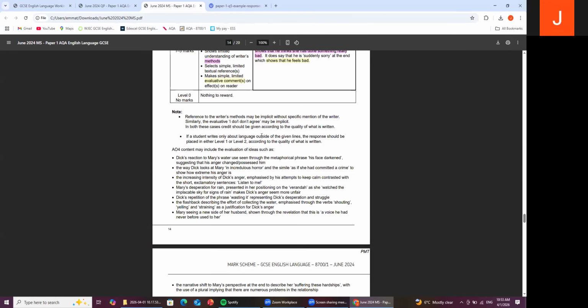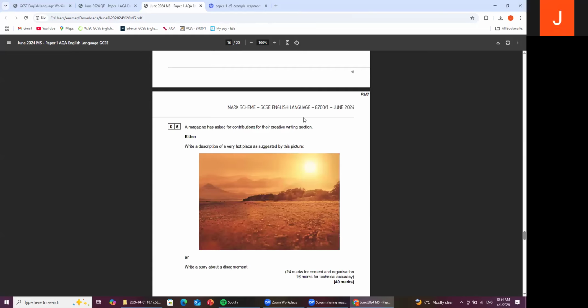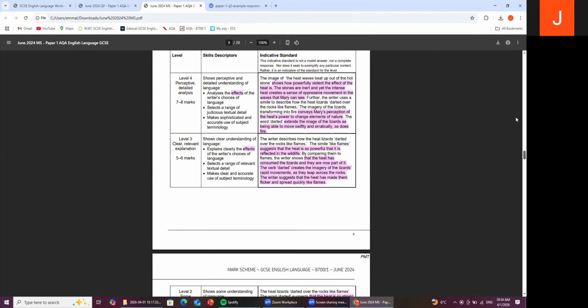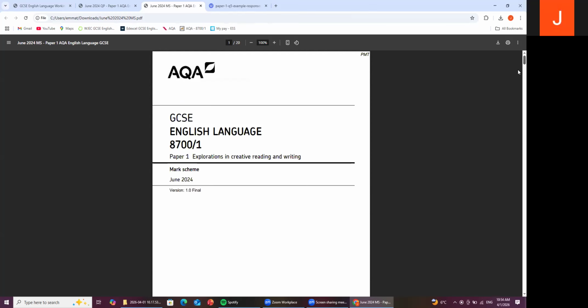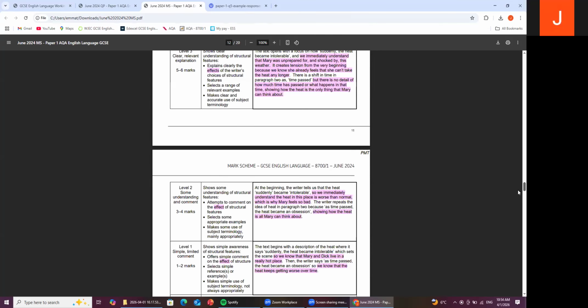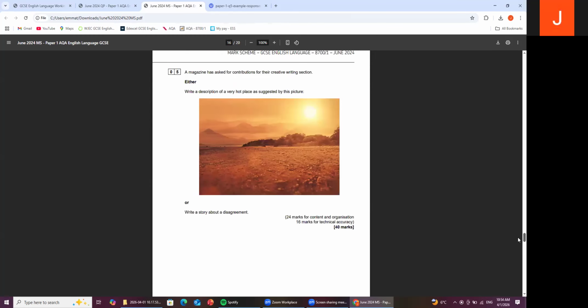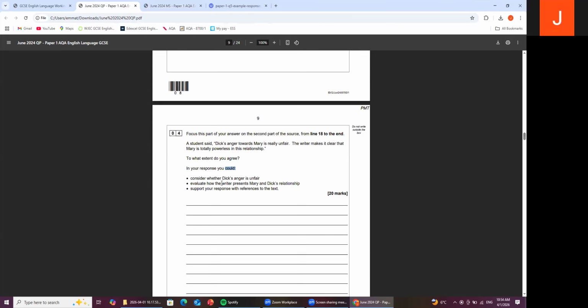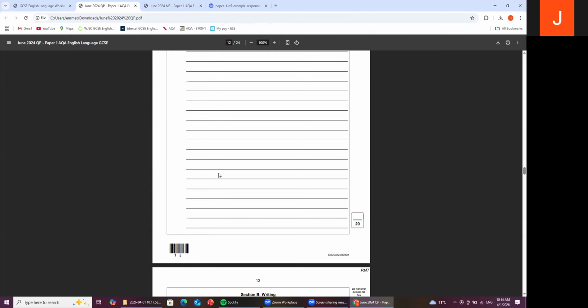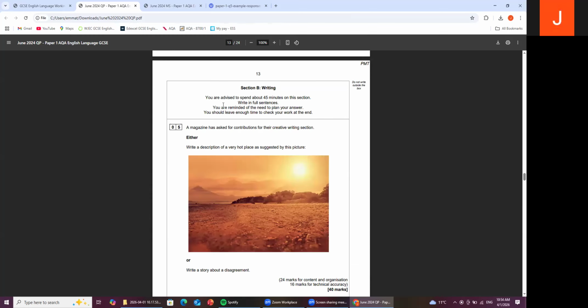So the big one, question 5 at the end here. With the whole text and with the questions of paper 1, it's building us up towards the very end of the reading section, and we're going on to the writing section. So let me just jump over here. So section B, you are advised to spend about 45 minutes on this section, writing full sentences, and you're reminded of the need to plan your answer. So you should leave enough time to check your work at the end.